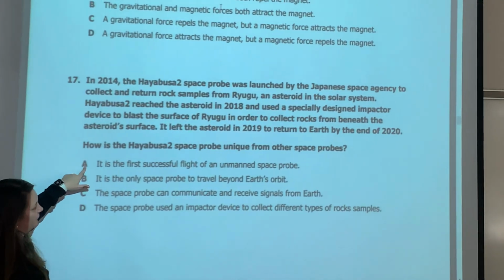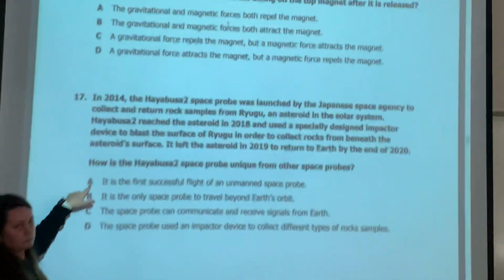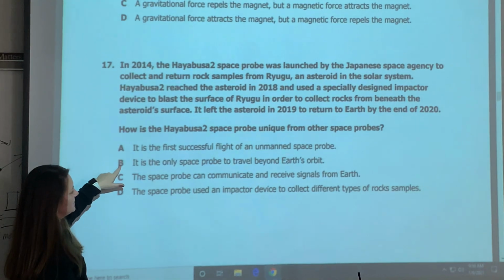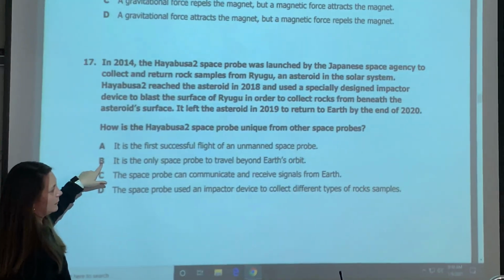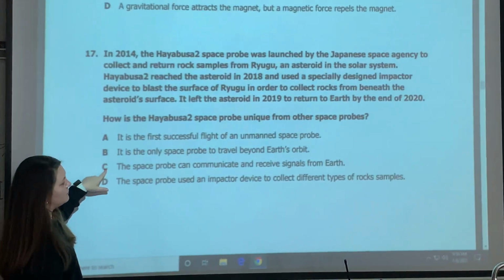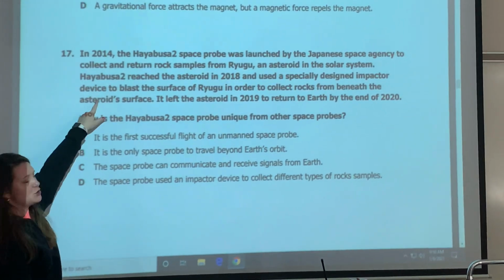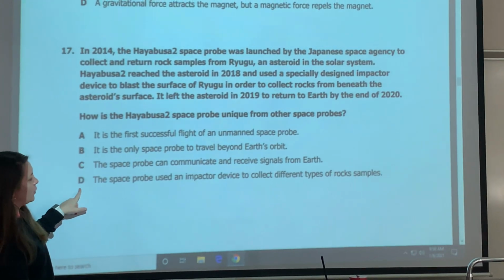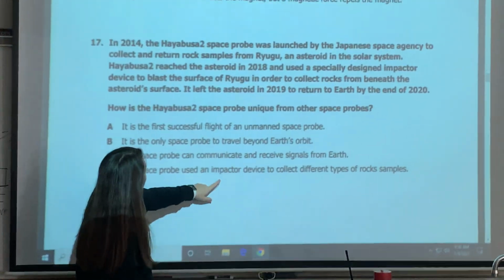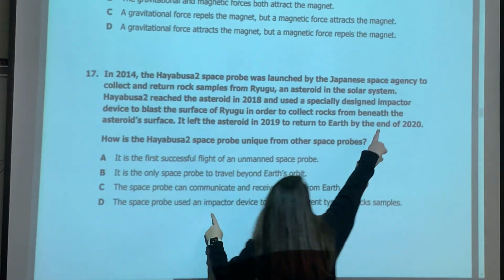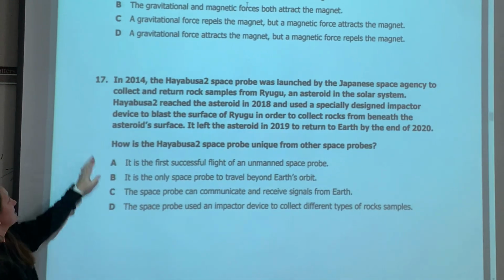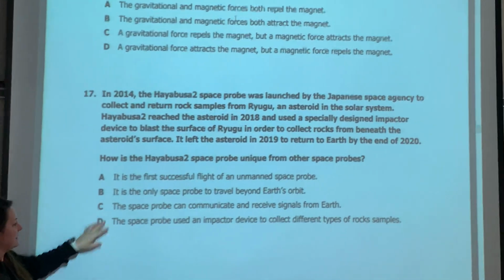A, it's the first successful flight of an unmanned space probe. No, that's not really what we're talking about here. B, it's the only space probe to travel beyond Earth's orbit. That would be mentioned here. C, the space probe can communicate and receive signals. Was that mentioned up here? No. D, the space probe used an impactor. Notice that you can match the word impactor here and impactor device to collect different types of rock samples. So our best answer for number 17 is D.